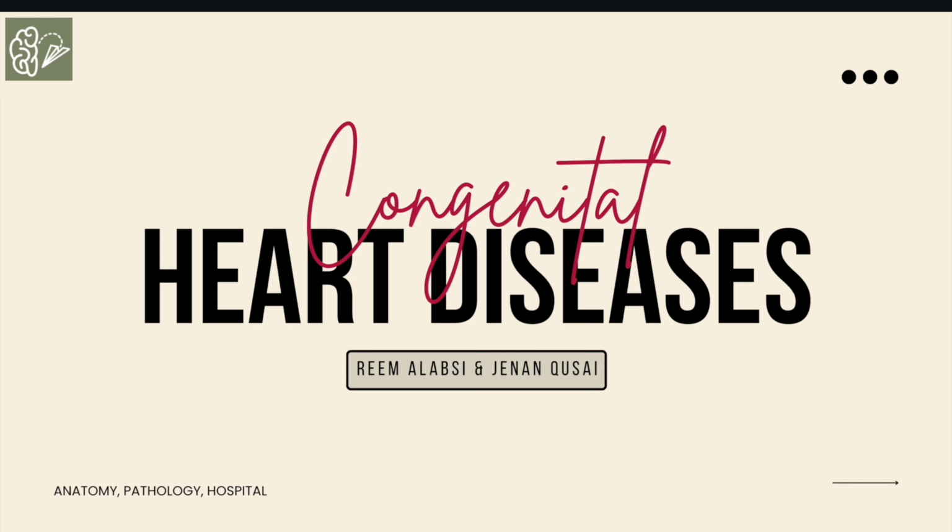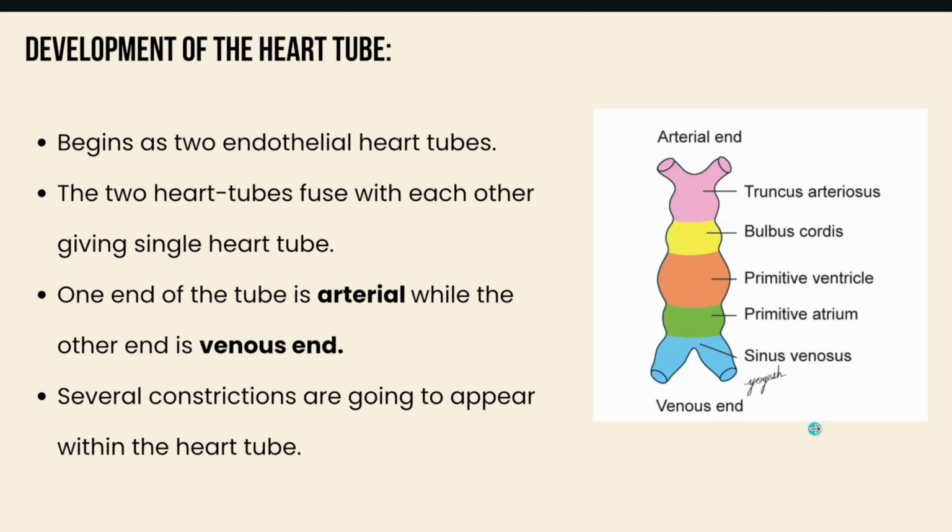Today me and my friend Jenan are going to quickly go over the development of the cardiovascular system as well as mentioning the corresponding congenital heart disease. So first, we're going to quickly go over the development of the heart tube. As we all know, it's going to begin as two endothelial heart tubes. These two tubes are going to fuse with each other to give us one single heart tube, just like the one we can see on the right.